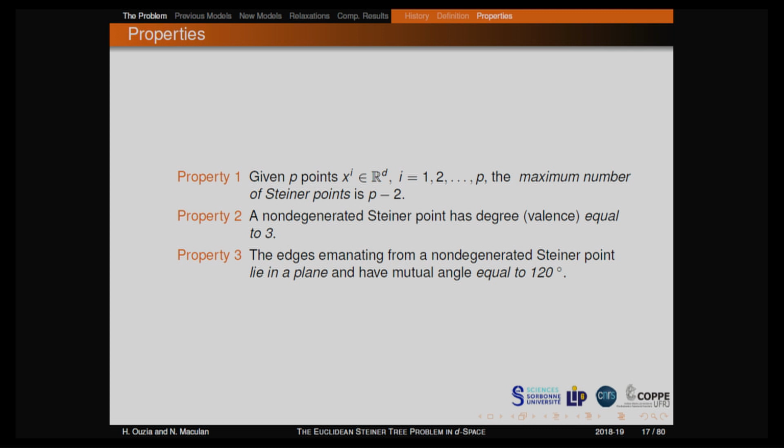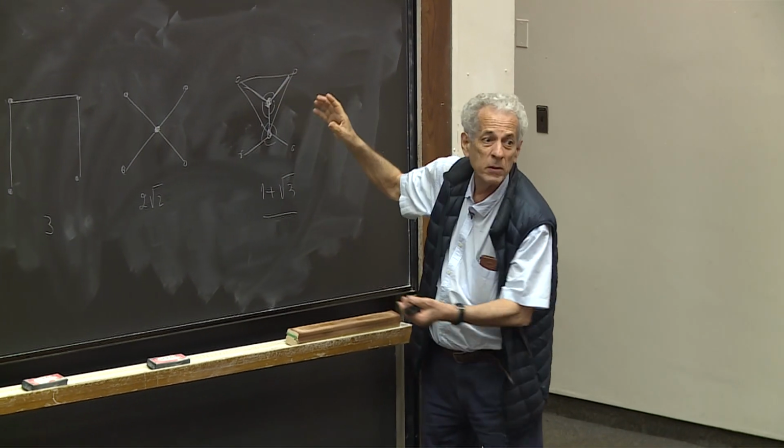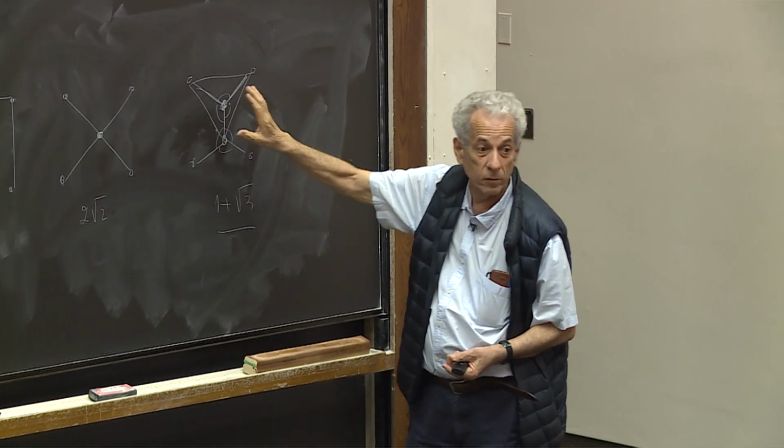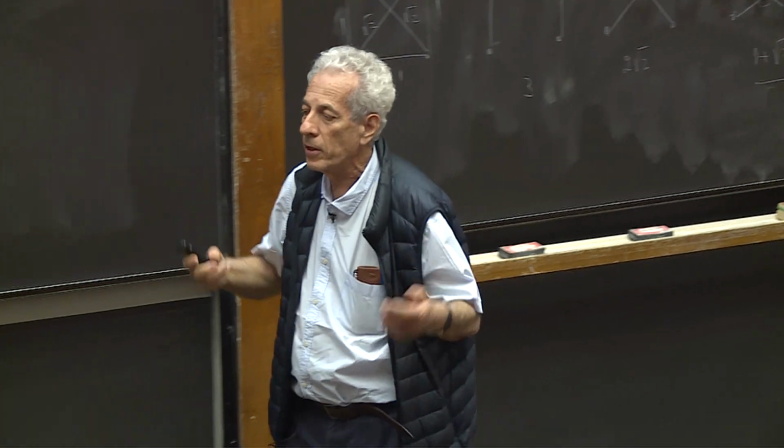And the other interesting thing: in any dimension, the edges associated to a Steiner point like this are in the same plane, because otherwise it's not minimal. Those are good things to know. That's the geometry ideas for any dimension and so on.